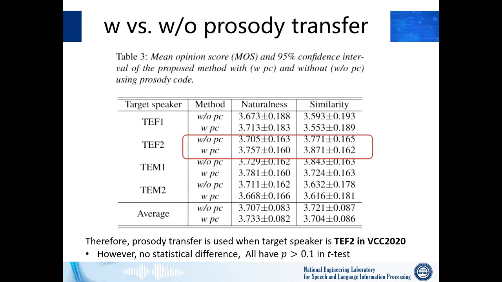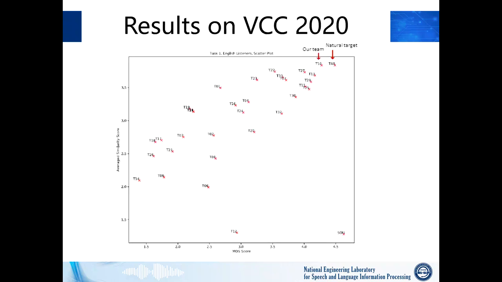Then we compare our method with and without prosody transfer. For the target speaker TF2, with prosody transfer achieves a slightly better result. However, on average, the methods with and without prosody transfer achieve close performance, and this difference is insignificant. At last, our method achieved the best naturalness and the best similarity in the Voice Conversion Challenge 2020. Compared to the natural target, we achieved a very close similarity score, and for the naturalness score, there's still some distance between our team and the natural target.